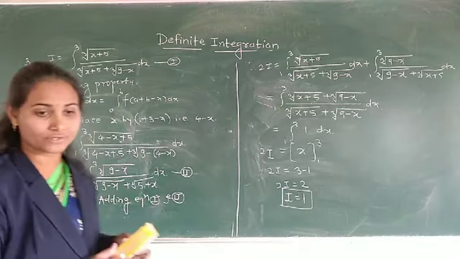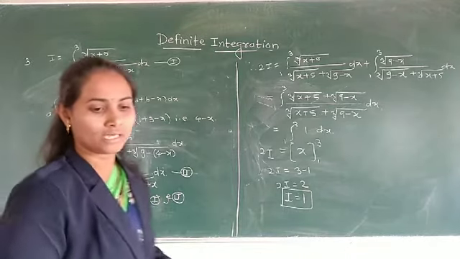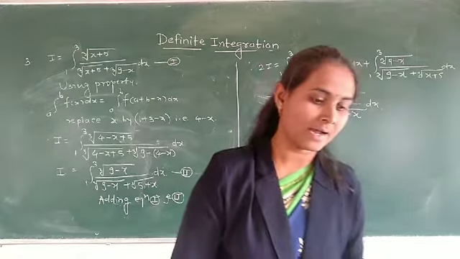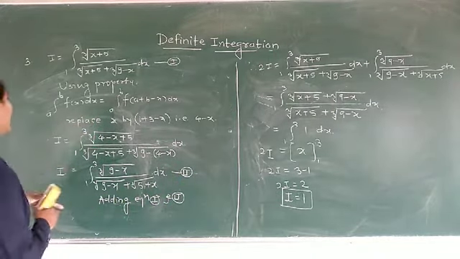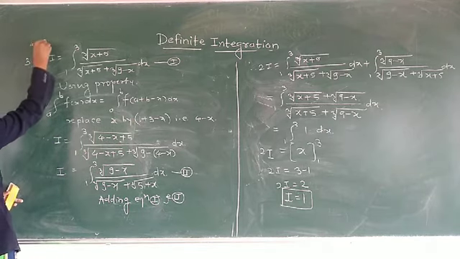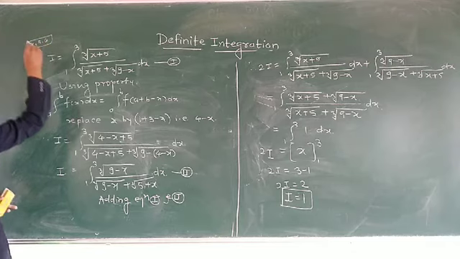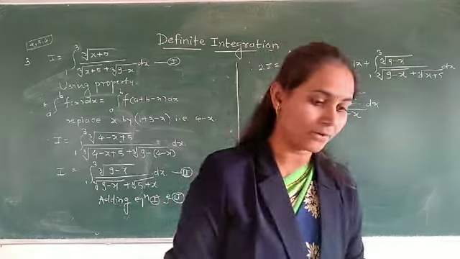Now see the next question. Question number 4, which is again the same. Question numbers 4, 5 and 6, all the examples depend upon this property. So you should try the remaining questions, that is question numbers 4, 5 and 6.